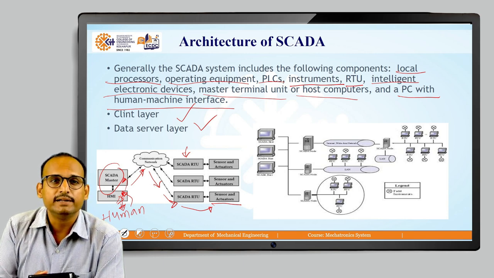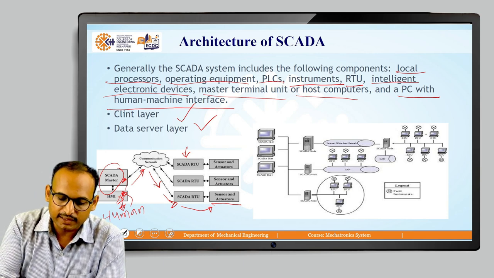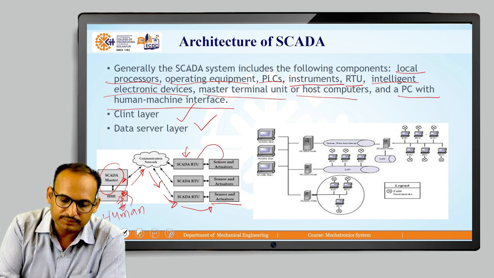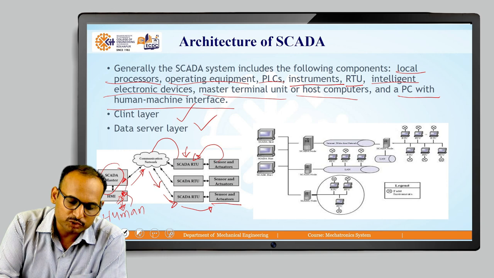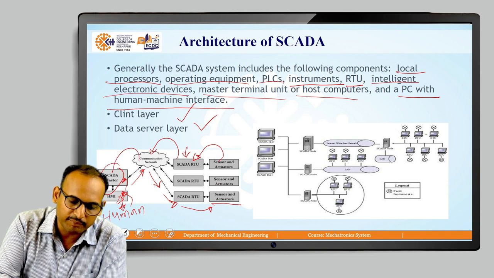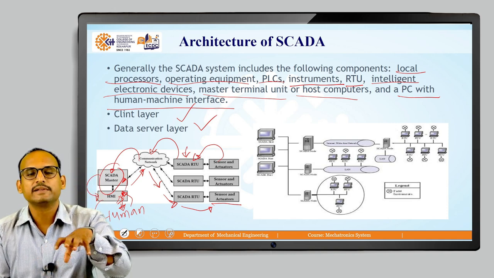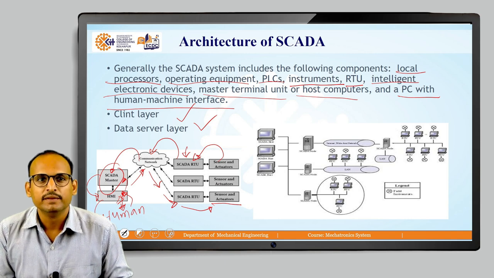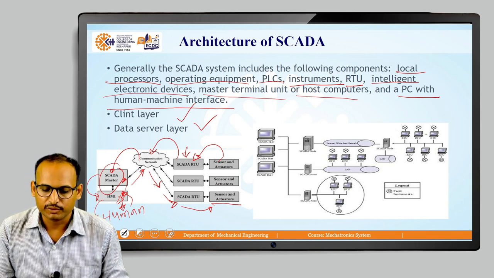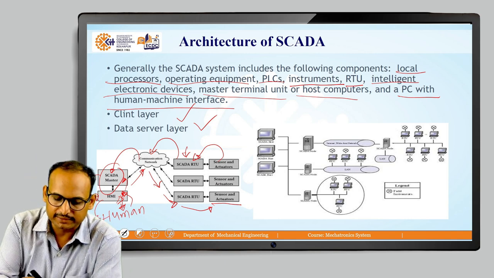Similarly, the data collected by the sensors is given to the RTUs, and these RTUs give it to the network, and through the network it comes to the SCADA master. Through the human machine interface, this is communicated to the human being. So this is how a SCADA system works. The architecture of the SCADA system is something like this.